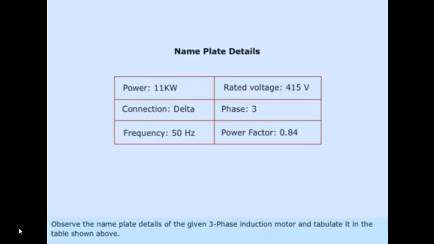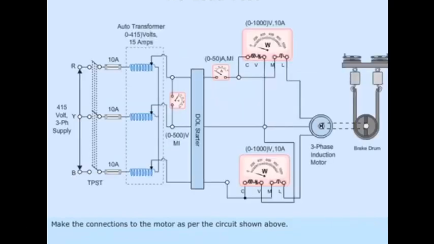So we are performing the experiment on the machines which are available to us. I have graphically represented the circuit which I showed earlier for the no load test. We can see the three-phase supply, TPST switch, auto transformer, voltmeter, ammeter. Then we have two wattmeters connected, and it's our three-phase induction motor, mechanically coupled with our brake.